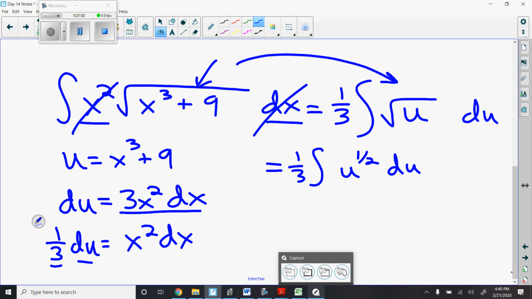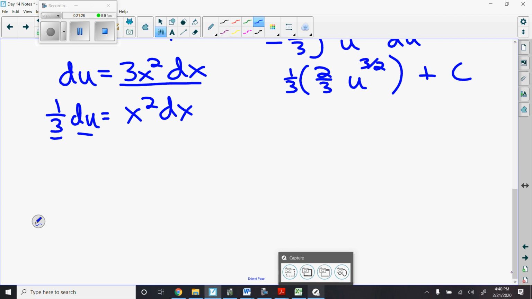Now I'm just going to bump and divide. I'm going to bump my power. I'm going to keep my 1/3. I'm going to bump my power up by 1 and divide by 3/2. Dividing by 3/2 is the same as multiplying by 2/3. The last thing I need to do here, I just want to combine these. 1/3 times 2/3 is 2/9. u to the 3/2 plus c.